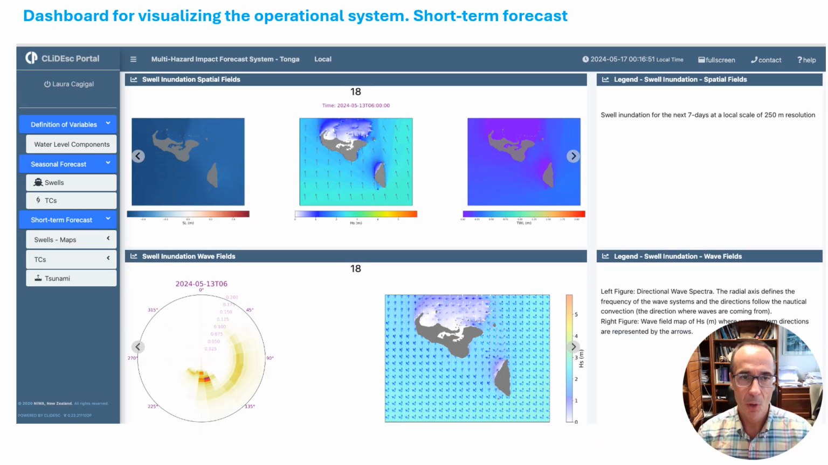Here you are having a look, and this was in collaboration with NIWA, at the dashboard for visualizing the operational system for the short-term forecast. Here we are showing in Tongatapu, the main island of Tonga, the waves hitting at one particular instant, and here you see the different components of the sea state at one particular instant.